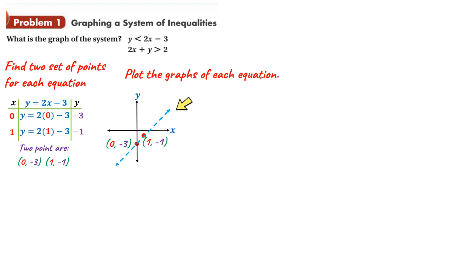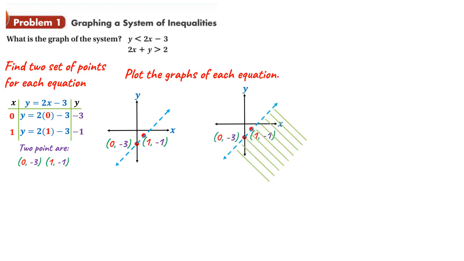Now we need to decide about the shading of the graph. Is it going to be above the graph or below the graph? Since our inequality is less than, therefore the shading will be below the graph. You can also use the testing point method, which I have already explained in my previous video, to decide which part will be shaded.